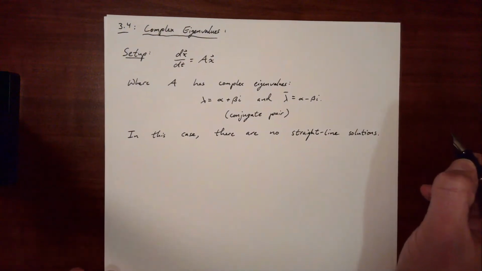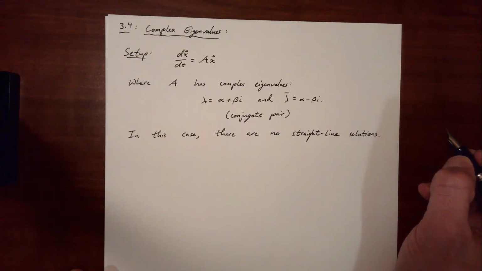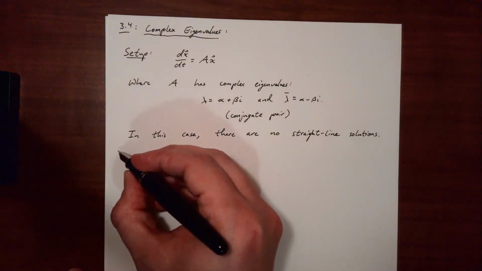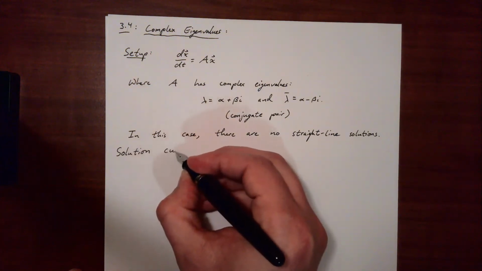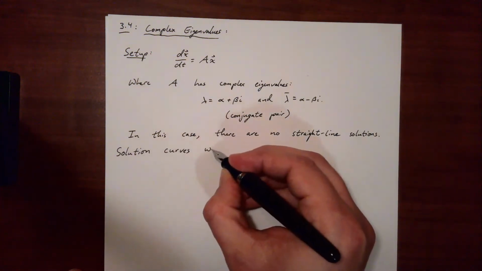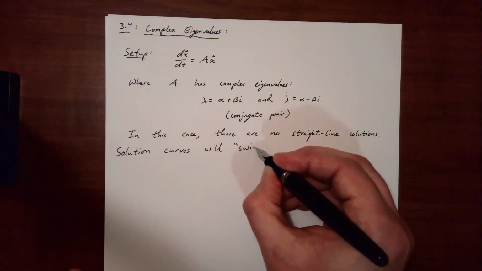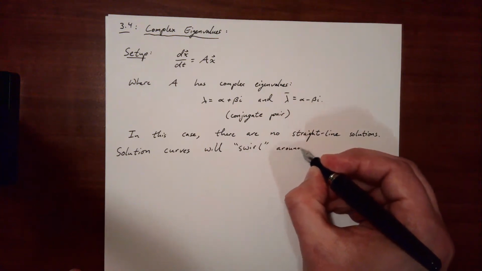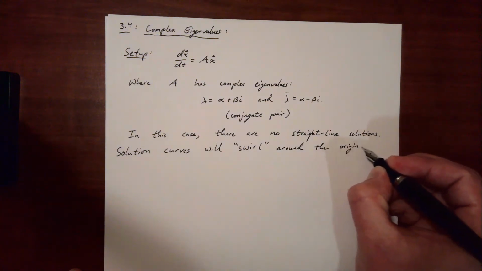And in fact, what is going to be happening is that all of our solutions are going to be in some way encountering some sort of a rotation. They're all going to swirl about the origin. So solution curves will swirl around the origin.